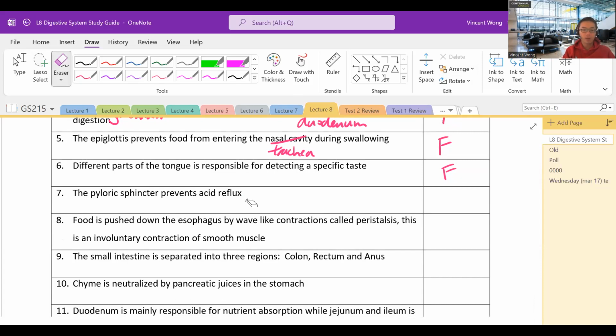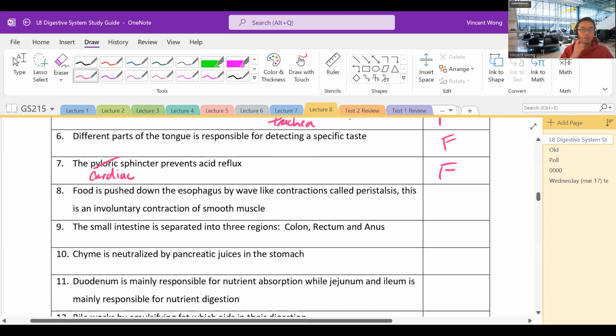The pyloric sphincter prevents acid reflux. That's not true. It is the cardiac sphincter. Food is pushed down the esophagus by wave-like contraction called peristalsis. This is an involuntary contraction of smooth muscle. That's true. The peristalsis is carried out by the muscles in the muscularis layer, and it's going to continue throughout your GI tract.